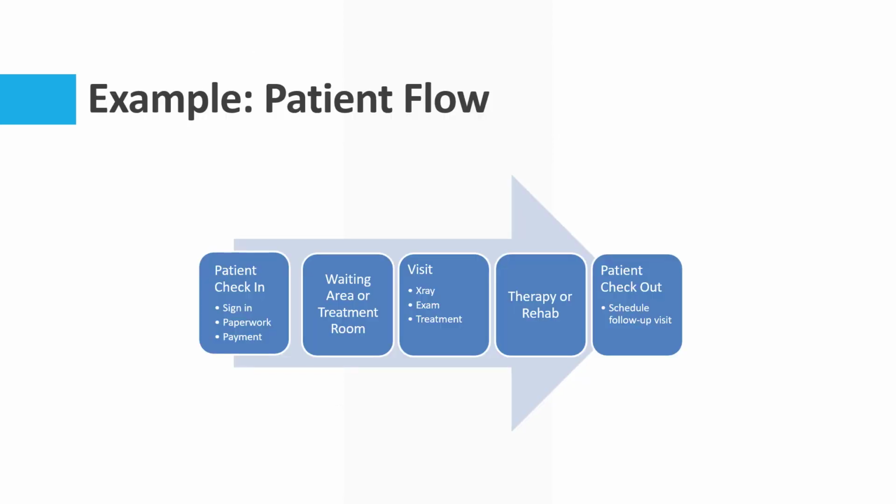And so just as a basic example, a patient checks in, they sign in, there may be some paperwork, maybe they're paying at the time of visit, waiting, they were moved to the waiting room, or maybe a treatment room. Their visit may be for a new exam or maybe just a regular treatment. They'll have therapy or rehab, and then they check out. And when they check out, they may pay and schedule for a follow-up visit. And so as you think about flow, this is just one example on how do you begin to map out what that flow could look like.